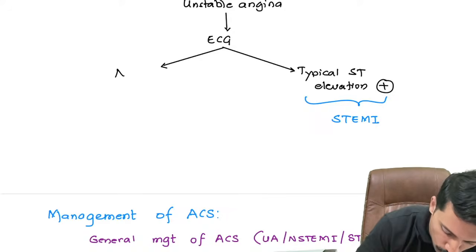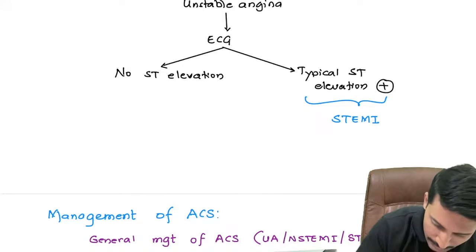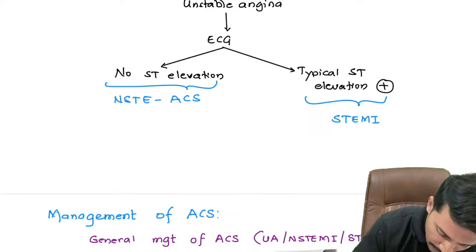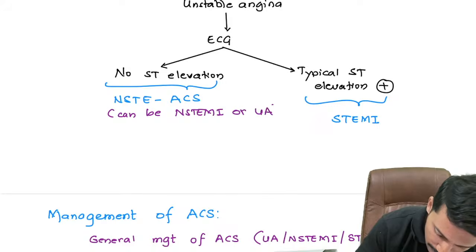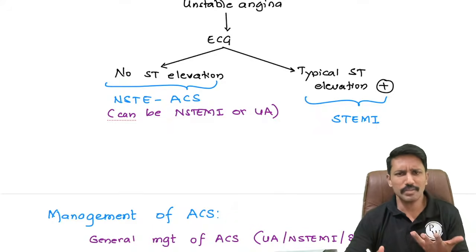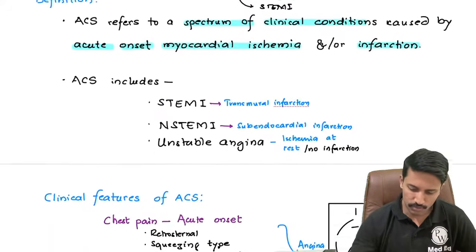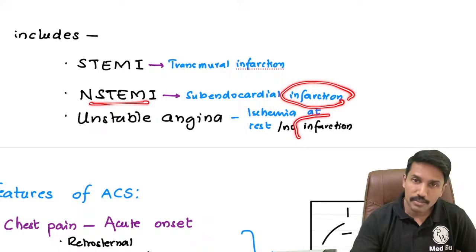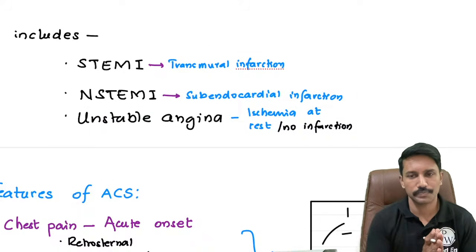If ECG shows no ST elevation, then those patients will be called as having non-ST elevation acute coronary syndrome, right? It can either be NSTEMI or just unstable angina. Now the question is, how will I differentiate between these two? See, what is the main difference? Look at this. I've given you the concept. In NSTEMI, there is infarction. In unstable angina, there is no infarction. So how do I differentiate?